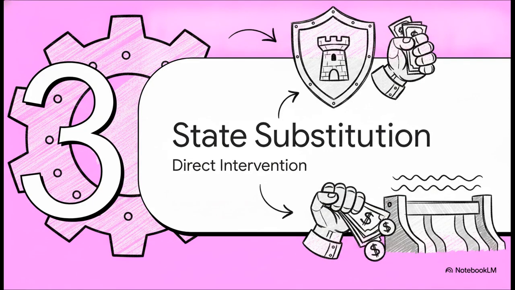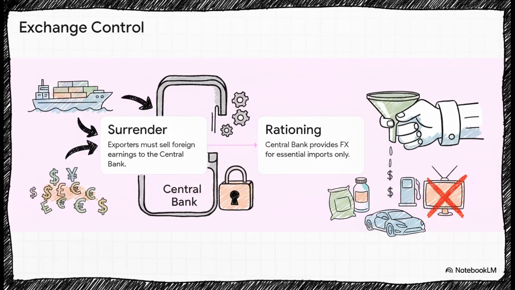All right, Dial 3, State Substitution. This is where indirect methods get tossed aside for heavy-handed, direct state intervention. Here we have Lever 5, Exchange Control, and this is a pretty dramatic step. The government essentially commands all foreign currency dealings. We legally mandate that all exporters must surrender and sell their foreign exchange earnings directly to us at the central bank.